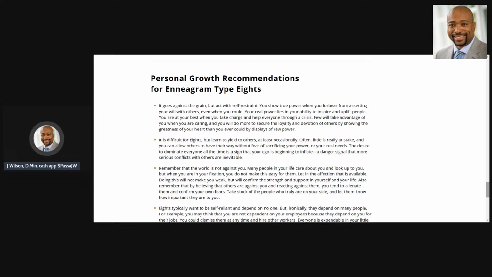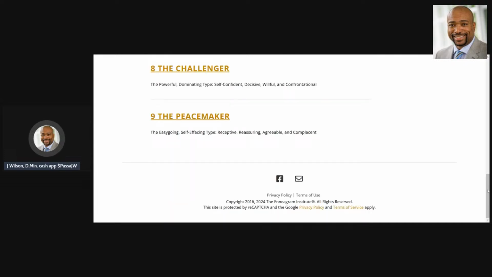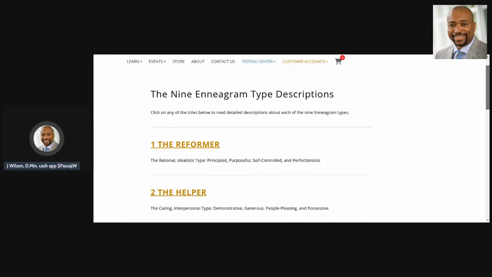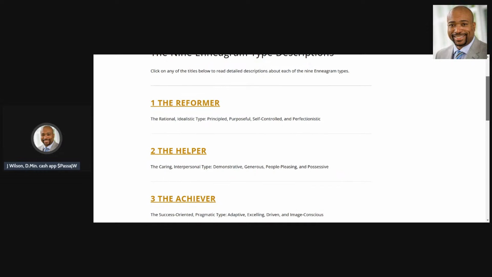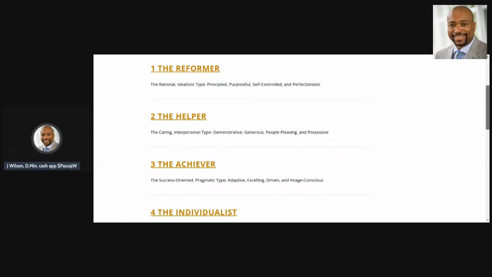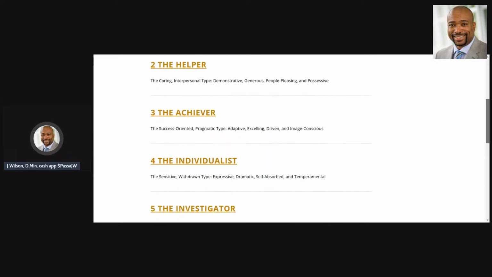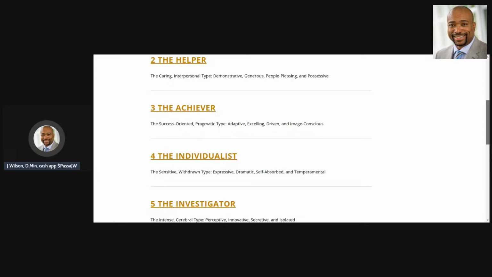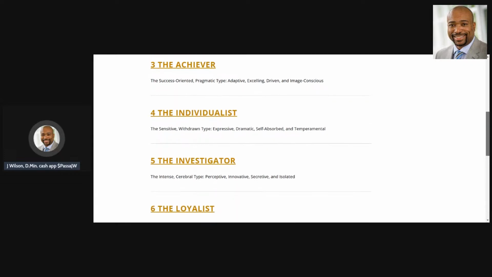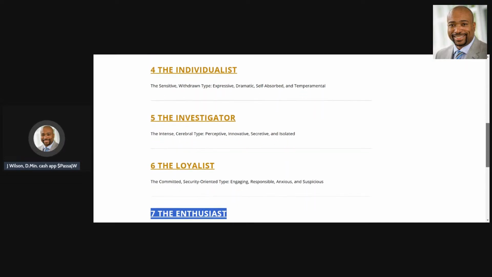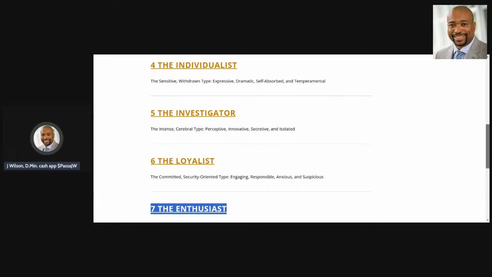So after we went through this, I want you all to look. Which one do you think you are? Let's scroll up. Are you the reformer? Rational, idealistic, principled, purposeful, self-controlled, a perfectionistic person? Are you the helper, caring and interpersonal type, demonstrative, generous, people-pleasing, possessive? Are you the achiever, success-oriented, pragmatic, adaptive, excelling, driven, image-conscious? Are you the individualist, sensitive, withdrawn, expressive, dramatic, self-absorbed, temperamental? Are you the investigator, the intense cerebral type, perceptive, innovative, secretive, isolated?